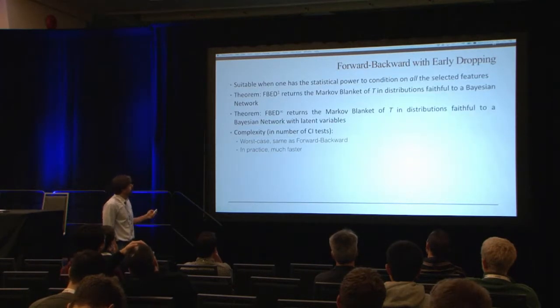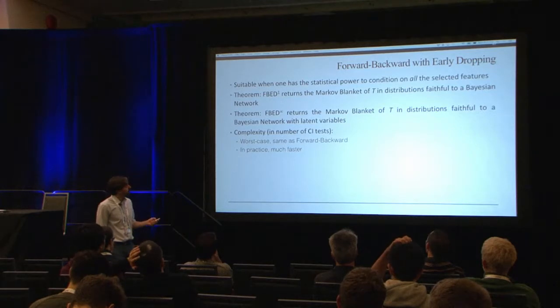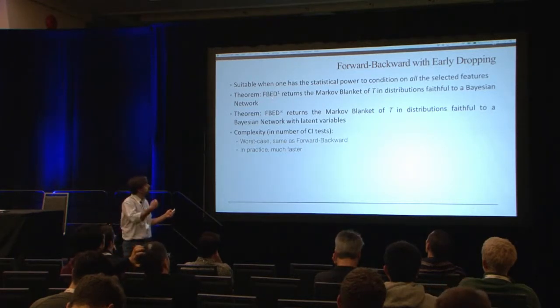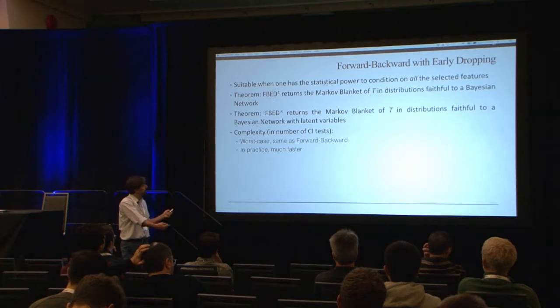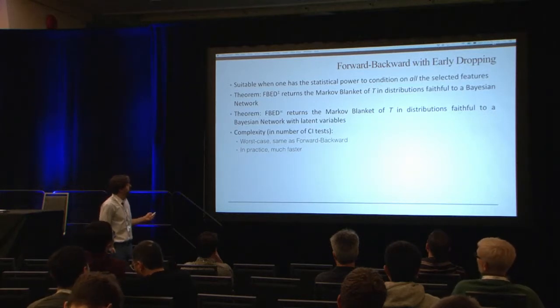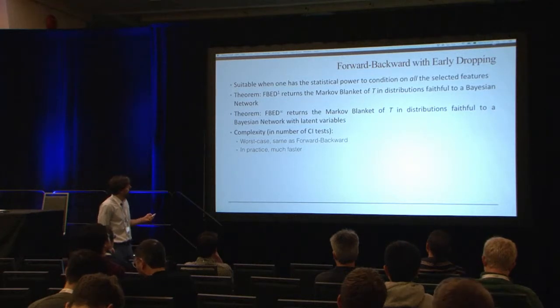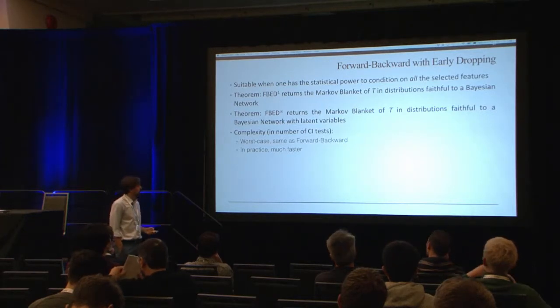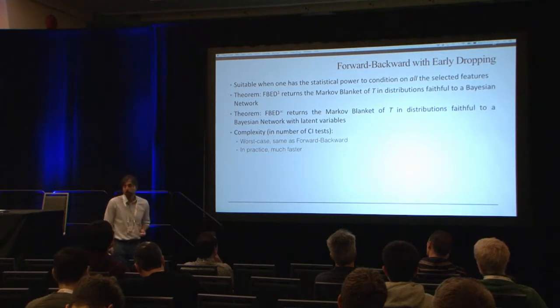Okay, so this algorithm is again suitable to run in the same situation, and the theorem says that if you run the forward phase a second time, you give features a second chance, then you're guaranteed the Markov blanket in distributions faithful to a Bayesian network. If you run it as long as you keep adding features, then you're going to get the Markov blanket in distributions faithful to a Bayesian network, even in the presence of latent variables. And in practice, this is much faster.